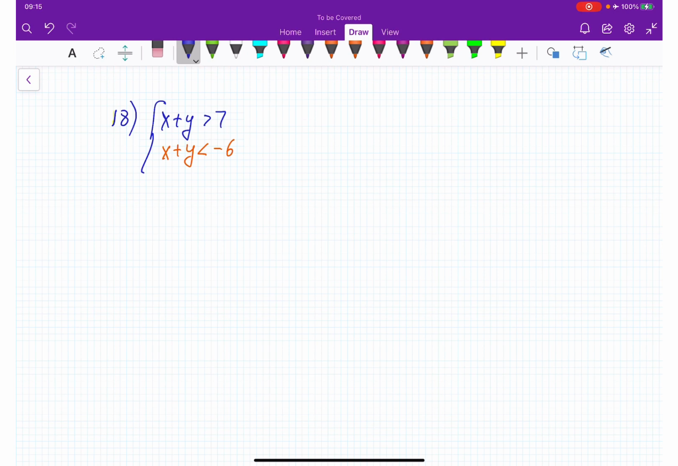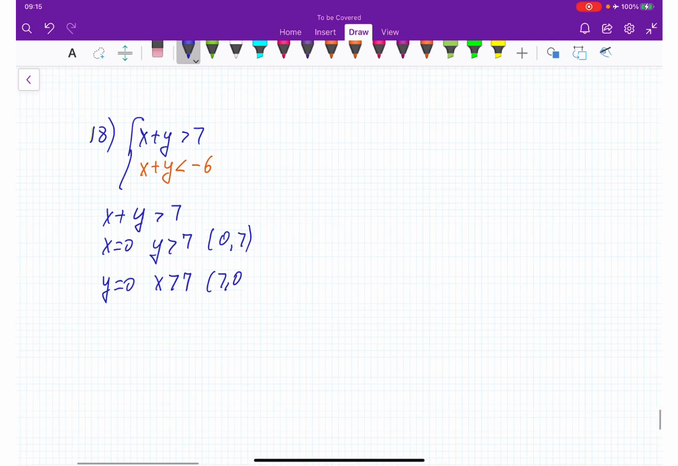What is gonna happen in this way? Let's solve it. x plus y greater than 7. So x is equal 0, y is greater than 7, right? y is equal 0, x is greater than 7. So here we have 0, 7. Here we have 7, 0. Okay, let's graph it.